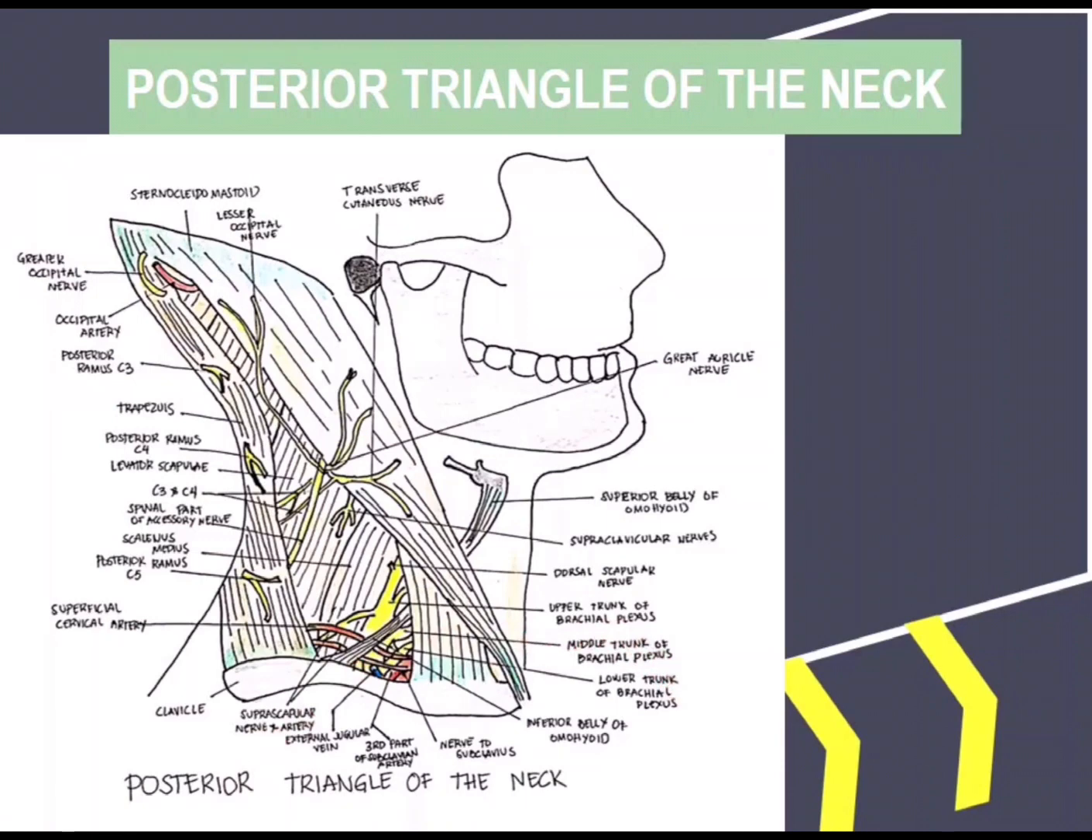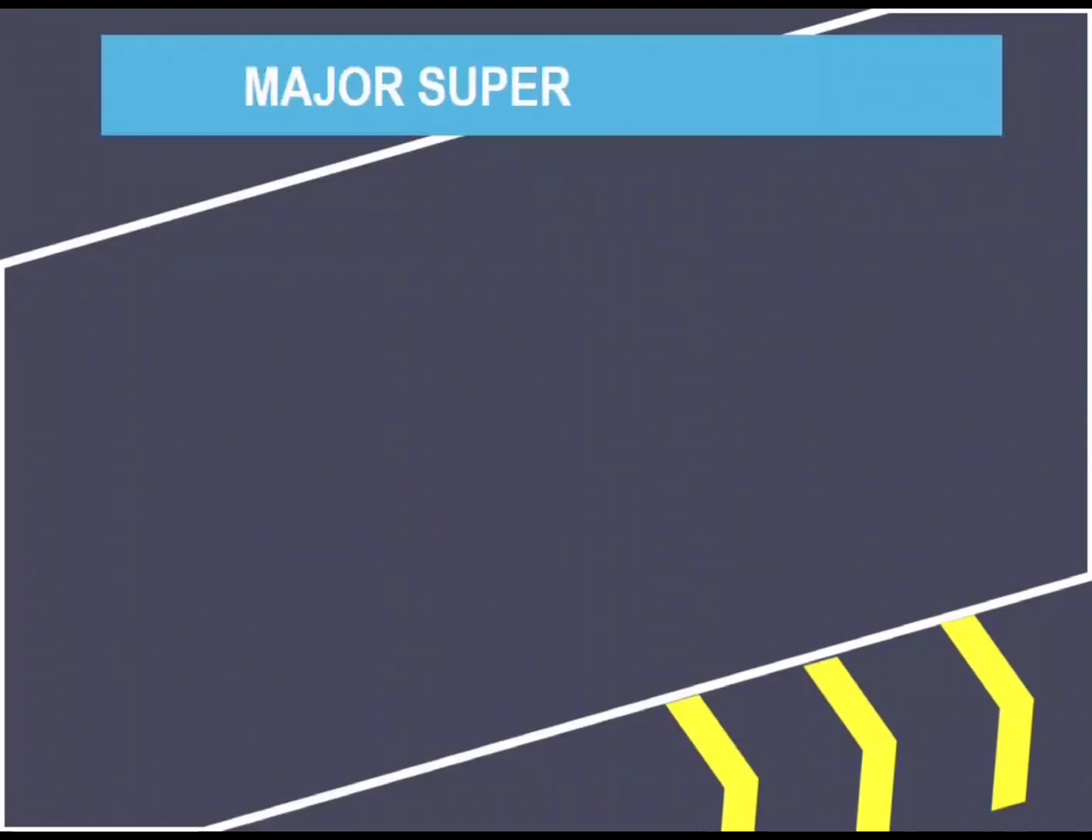This is how the scalenus anterior muscle looks. Another important piece of information is its relations anteriorly, posteriorly, medially, and laterally. First, talking about its relation anteriorly, it is related to the carotid arteries, the vagus nerve, the internal jugular vein, and the major superficial veins of the neck.